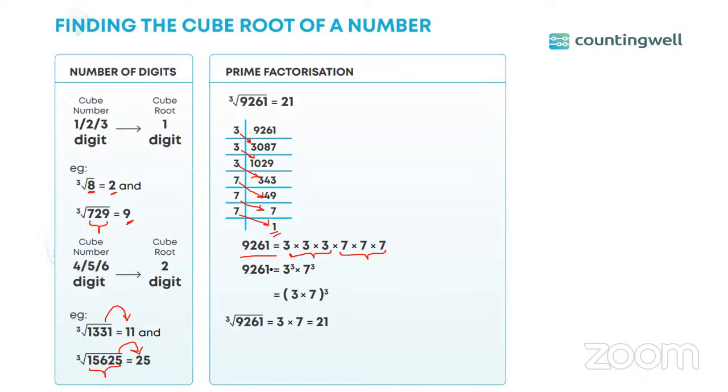Now let us write it as 3 cube into 7 cube, which is nothing but 3 into 7 whole cube. Since we are able to write 9261 as 3 into 7 whole cube, we can write the cube root of 9261 as 3 into 7, which is equal to 21. In this way, we can find the cube root of a number.